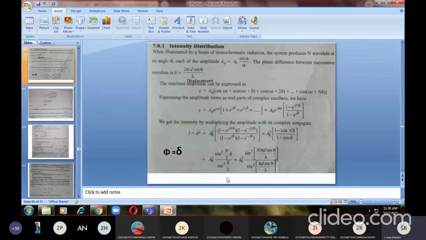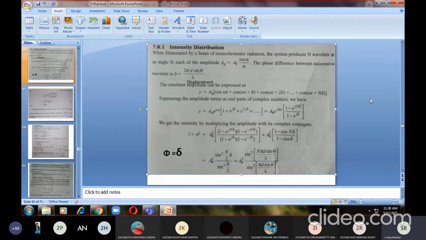So what do I have? The resultant displacement. That should be displacement. The resultant displacement can be expressed as, I'm talking about the fourth line, y is equal to a naught cos omega t plus a naught cos omega t plus delta plus a naught cos omega t plus 2 delta plus a naught cos omega t plus 3 delta plus so on, so on.